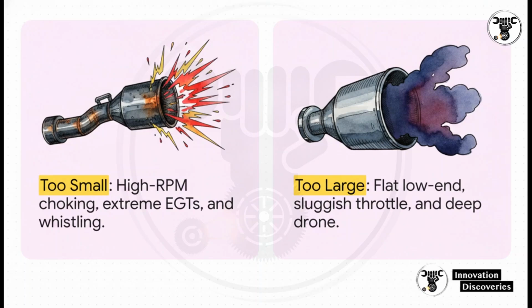The velocity is totally dead, and you're dealing with standing acoustic waves, sluggish throttle, and a super flat low end. On the flip side, if you hear a sharp whistling or hissing, and the engine feels like it hits a literal brick wall up top, usually accompanied by skyrocketing exhaust gas temperatures, your system is restricted. Your pipe is simply too small.